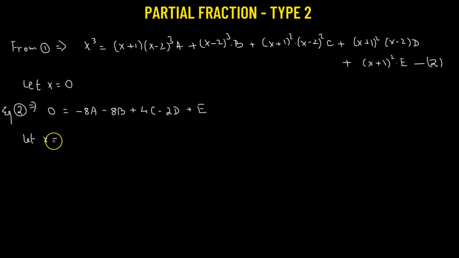So let x equal 1. If we replace the value of x with 1 in equation number 2, then equation number 2 now becomes 1 equals negative 2a minus b plus 4c minus 4d plus 4e. So this is another equation, and then we're going to consider one more equation.